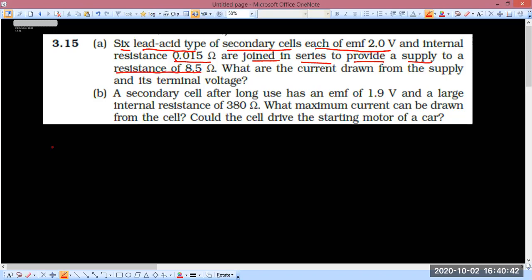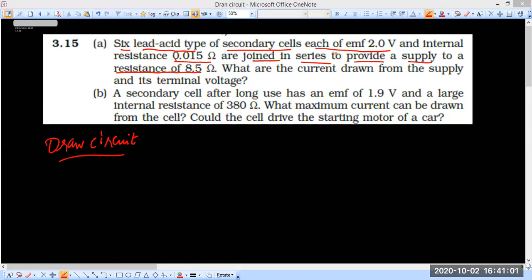Stop over there, draw a circuit before you go. I'm giving you 30 seconds everyone, after that I'm going to draw it. Draw the circuit. Tell me when you're done.